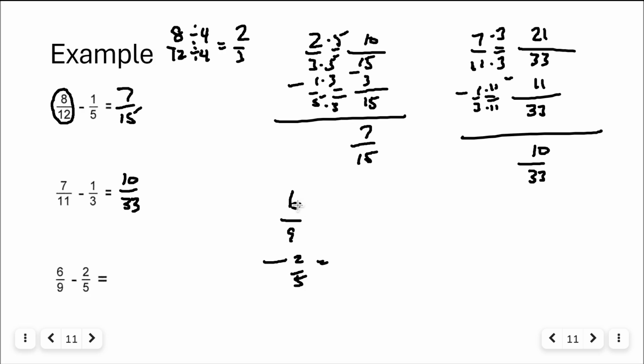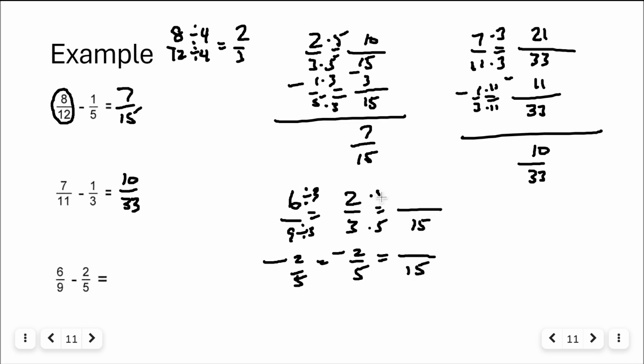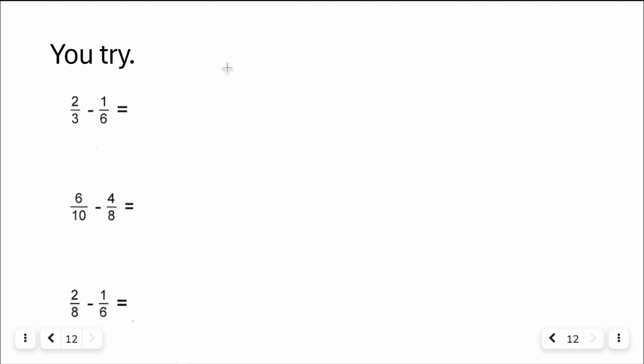I could reduce the 6 over 9 if I want to. So why don't I do that? I'm going to divide both of them by 3. That's going to give me 2/3 minus 2/5. And now my common denominator is 15 again. So 3 times 5 will give me a 15. 2 times 5 gives me 10. The most common mistake here, as you can imagine, is forgetting to multiply the numerator by that number. So 10 minus 6 is 4 over 15. There's my answer. And then here's 3 more for you to try.